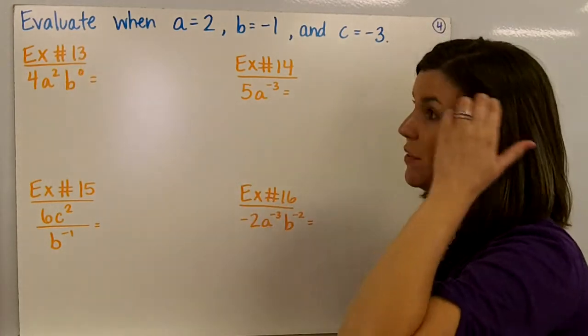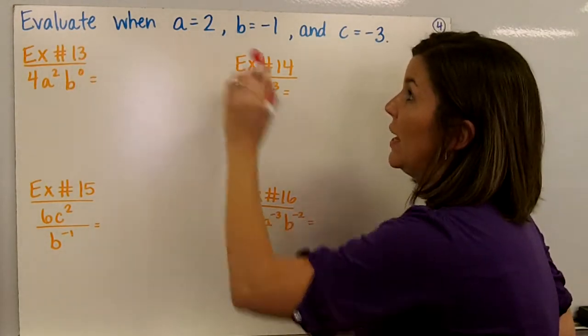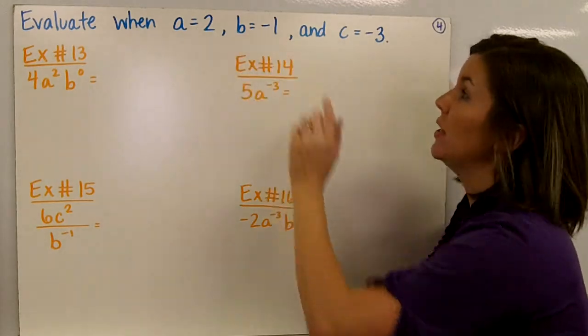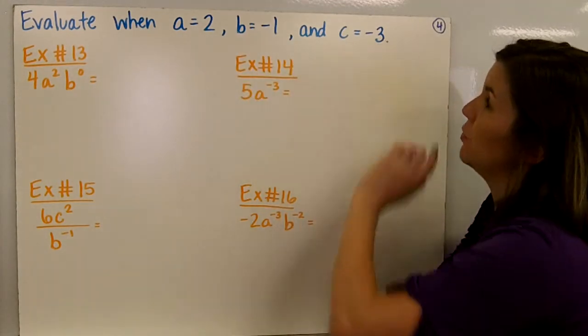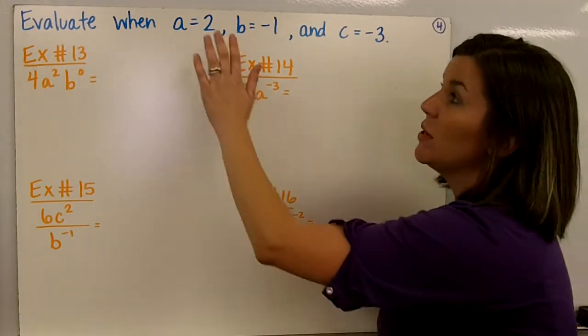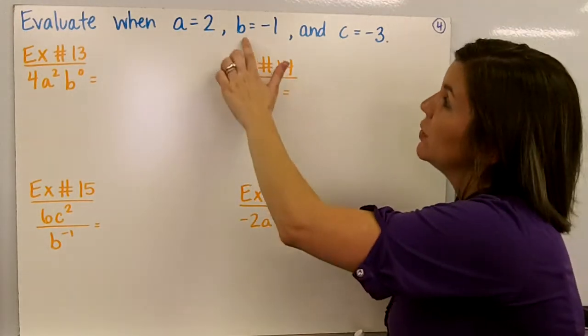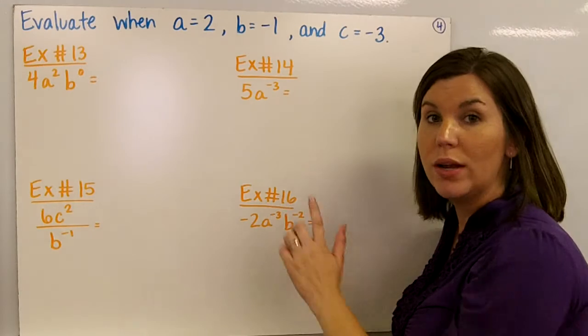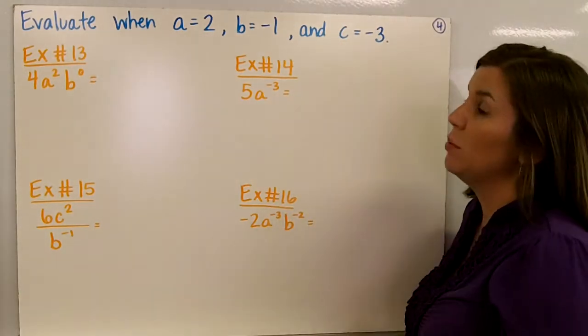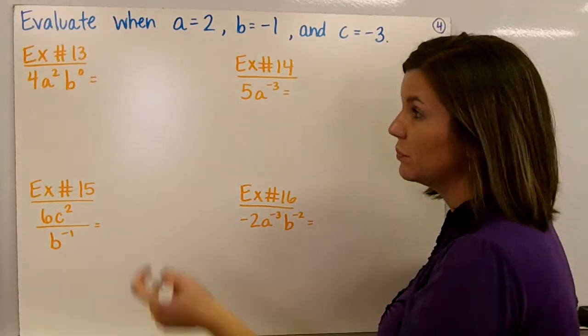Evaluate. That was one of our definitions. When A equals negative 2, B equals negative 1, and C equals negative 3. So we're going to substitute. Whenever we see A, we're going to plug in negative 2. Whenever we see B, we're going to plug in negative 1. And then whenever we have C, we're going to plug in negative 3.